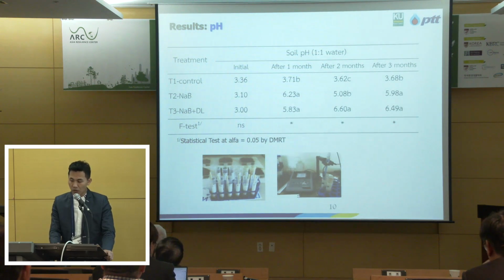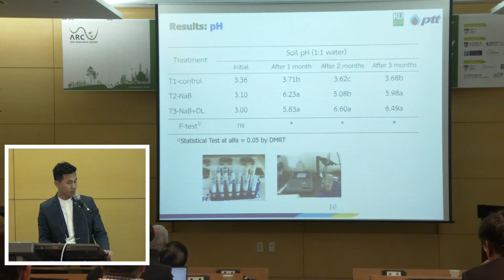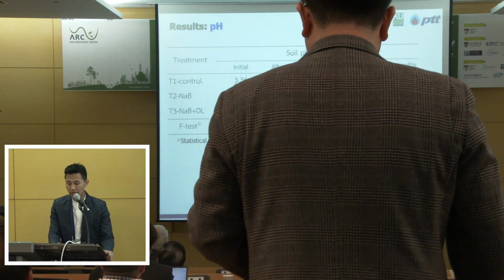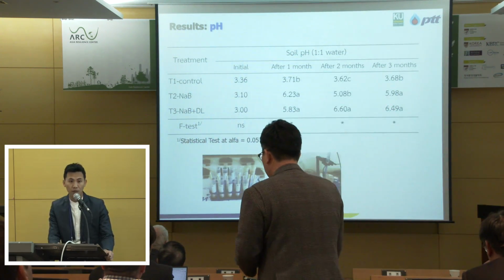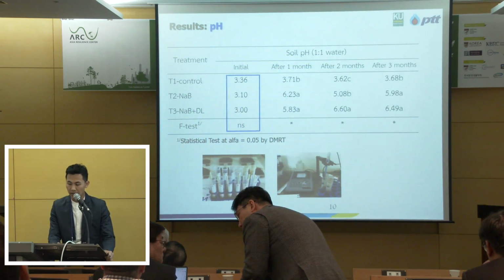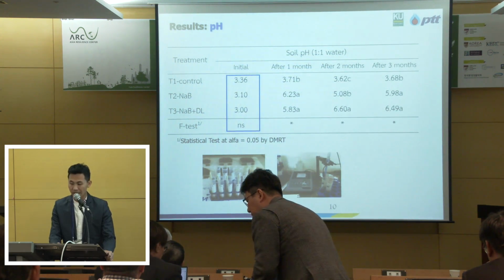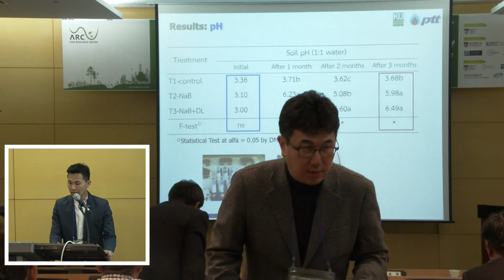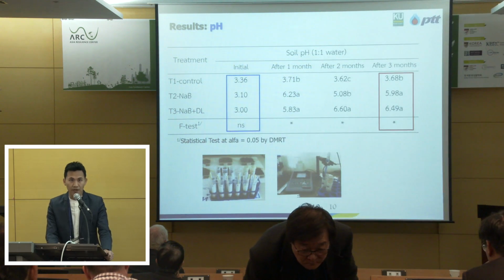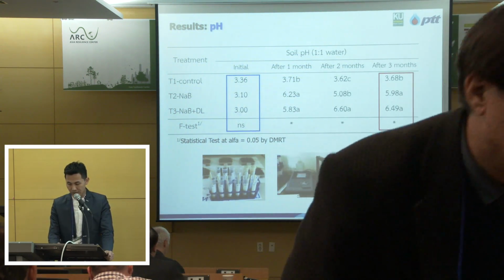And here's the result. As you can see, it's pretty obvious that using sodium bentonite or sodium bentonite with dolomite can significantly increase the soil pH from roughly 3 to about 6 after 3 months of the treatment application.